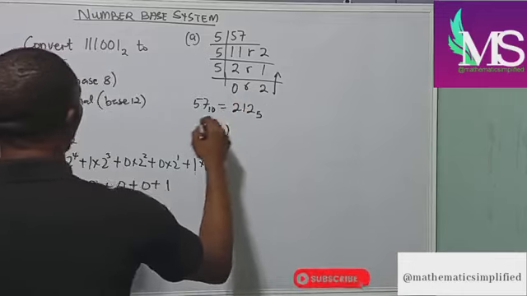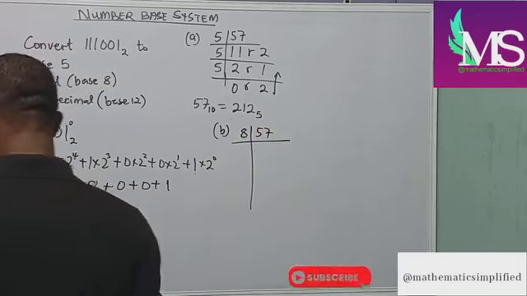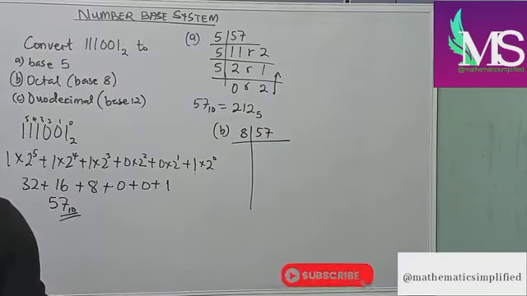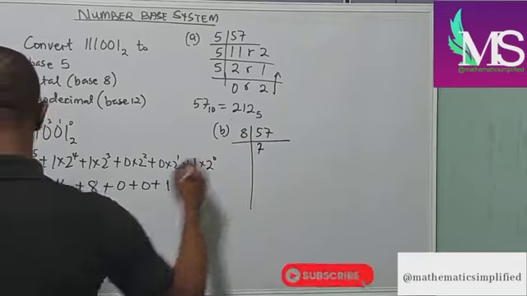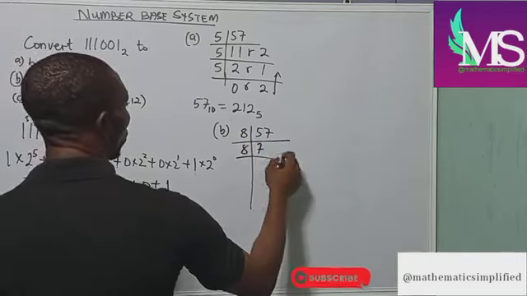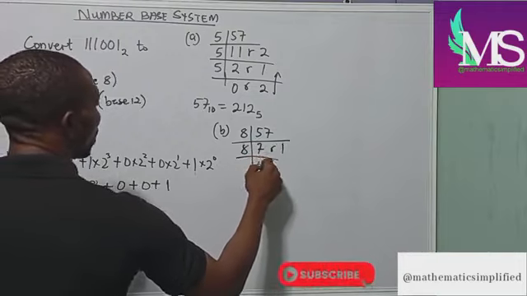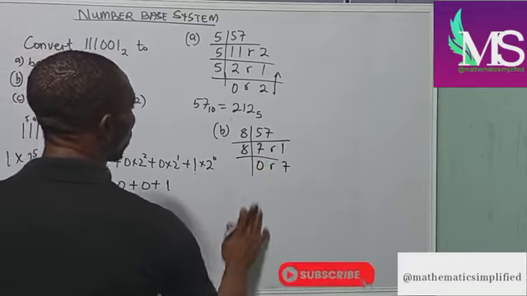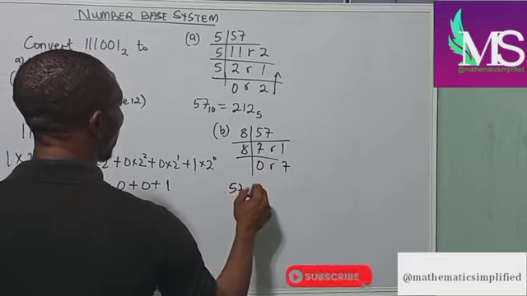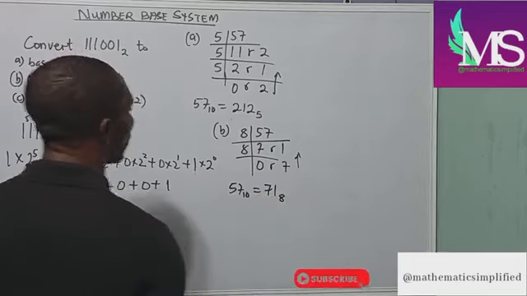Now, converting to octal, which is base 8, this becomes 8 into 57. Now 57 divided by 8 would give us 7. 7 times 8 will give us 56. So this will be remainder 1. Then 8 into 7 will be 0 remainder 7. So our 57 base 10 will give us, reading upwards, 71 base 8.